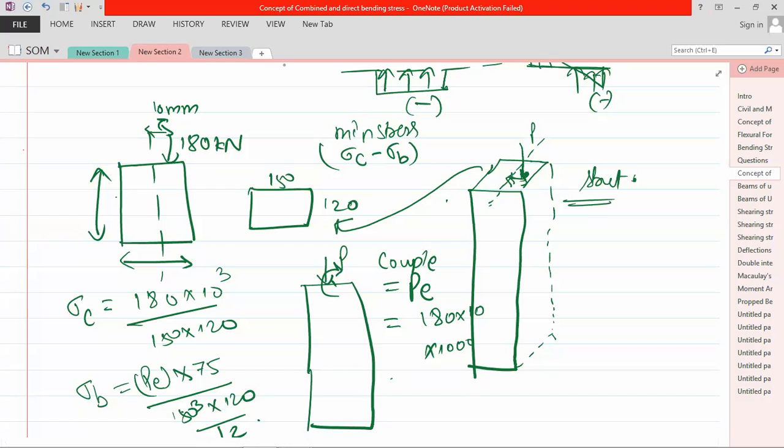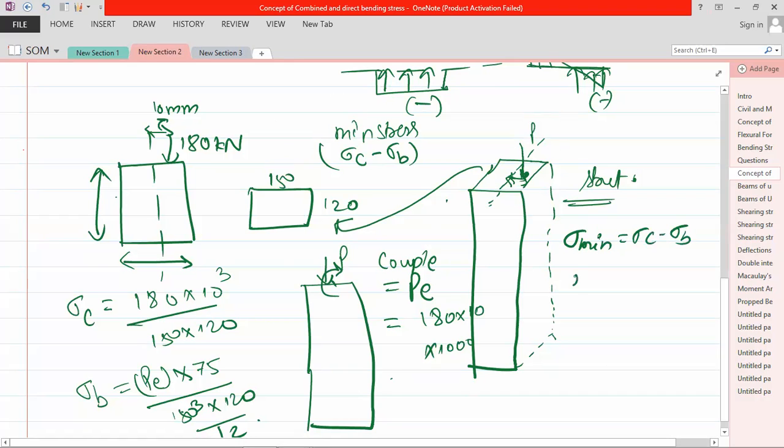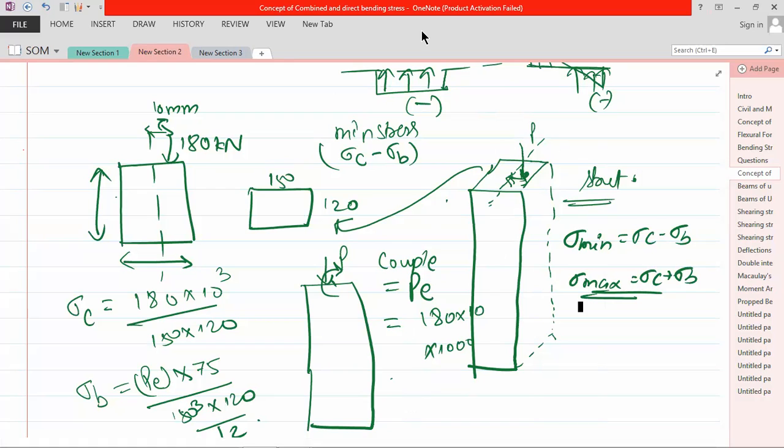Okay. Now what is the minimum stress? Minimum stress would be sigma c minus sigma b, and maximum stress would be sigma c plus sigma b. Is there any doubt in this problem? This is a simple question, just transforming the force into a direct force and a couple.